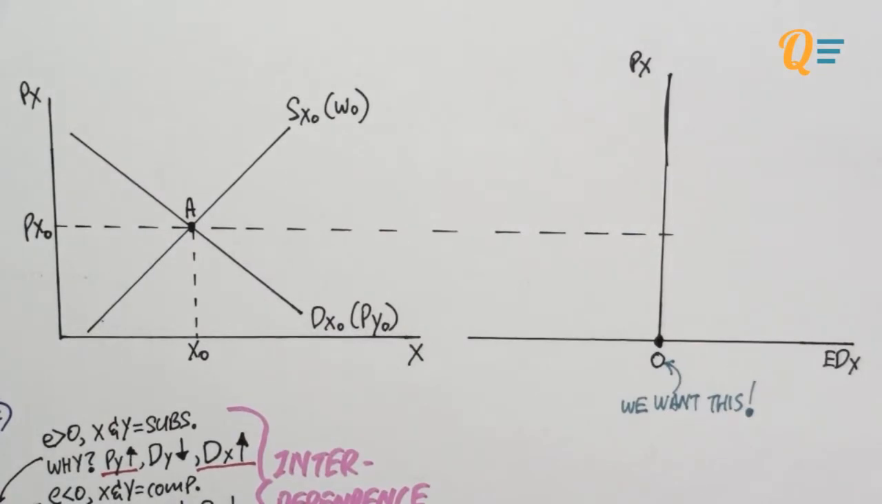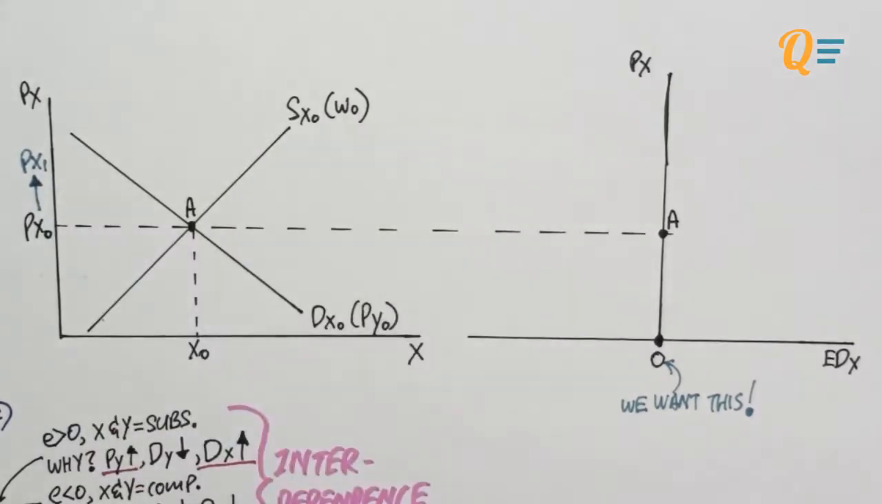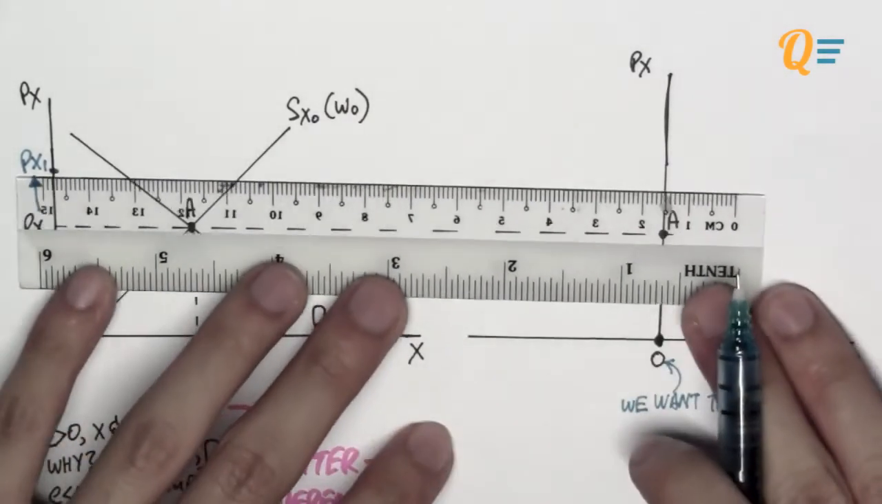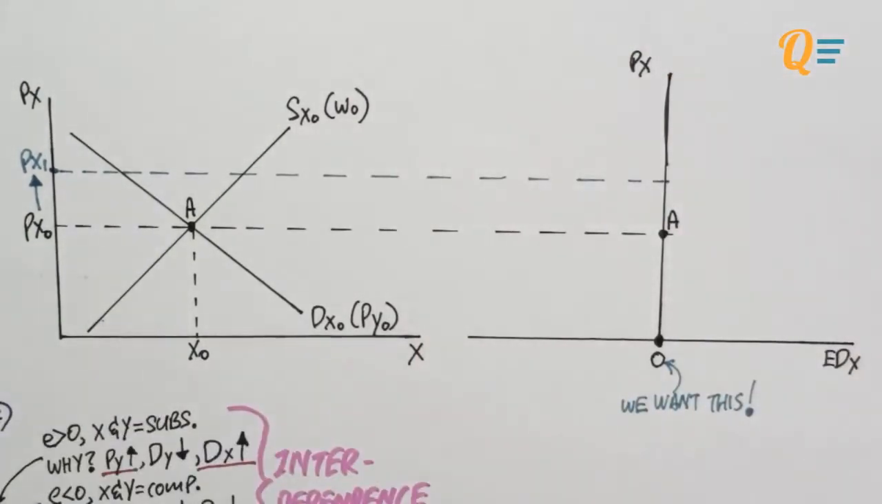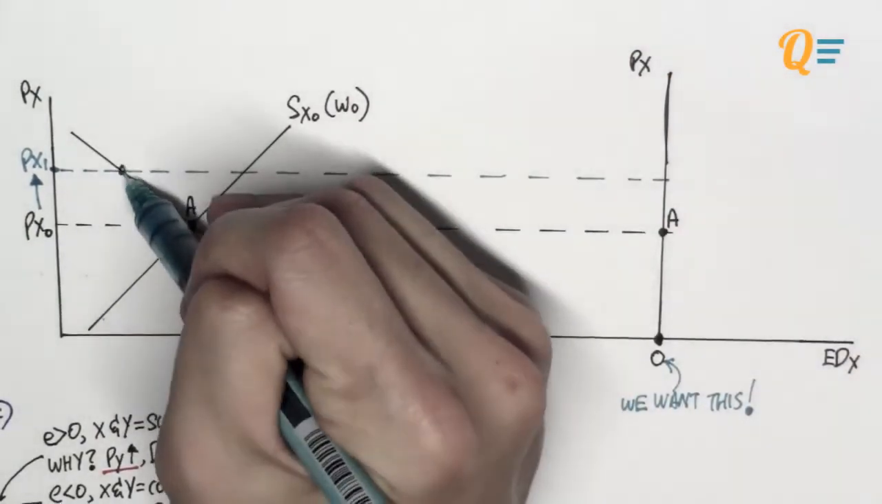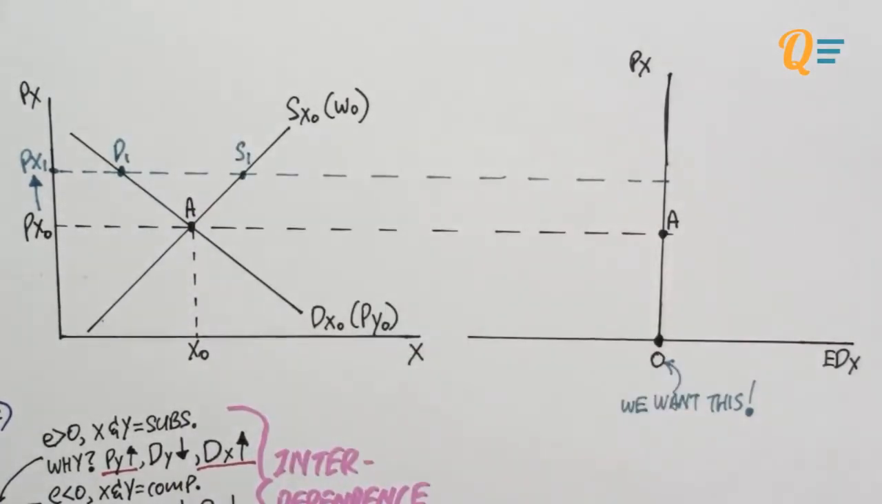And in the right graph, you will be at point A as well. The excess demand for X here will be 0 because demand equals supply. Let's assume that for some apparent reason, the price of X is going to increase from Px0 to Px1. This increase in price is not caused by the market dynamics, but is just some random increase in the price. So now, the demand for X is going to be here, D1, and the supply of X is going to be here at S1.